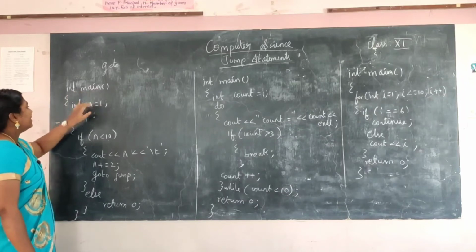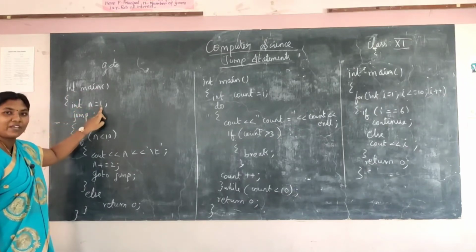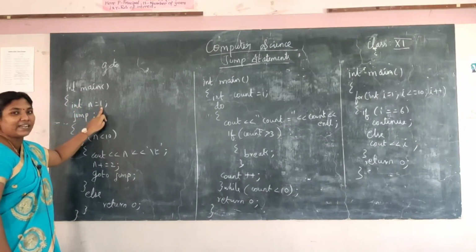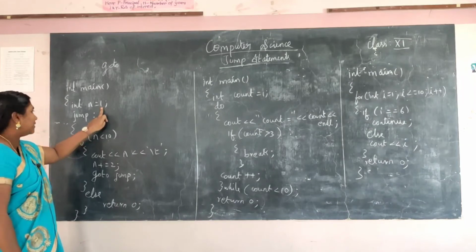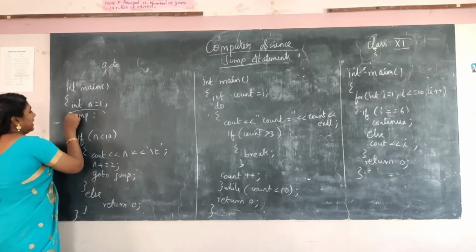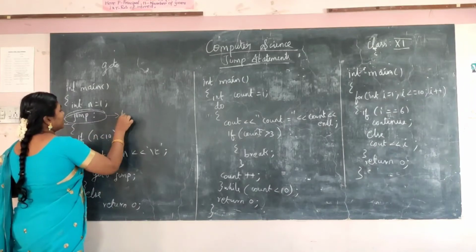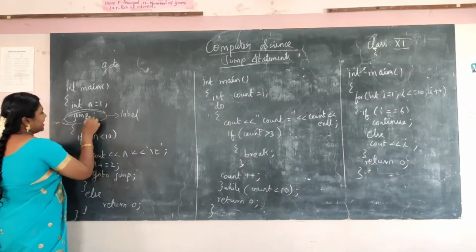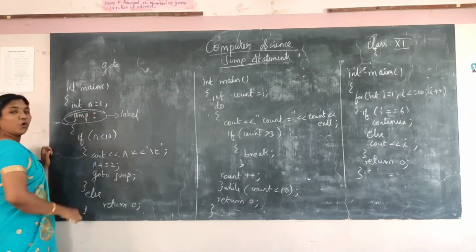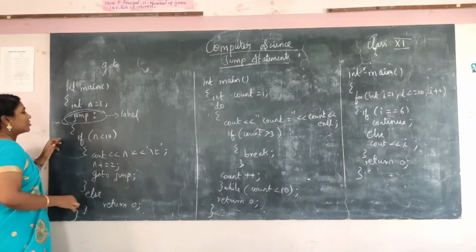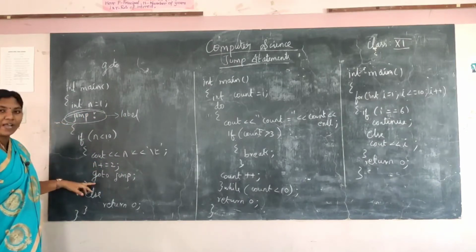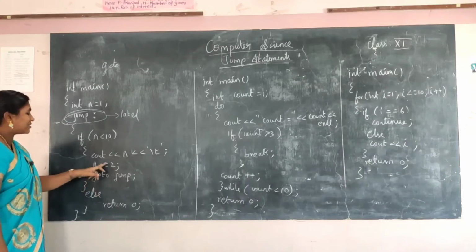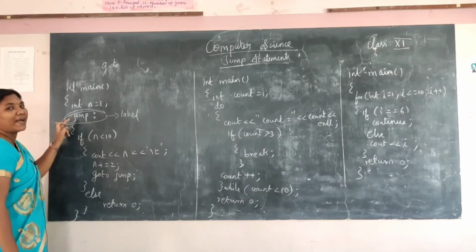In main, int n = 1. I have a variable n as an integer and I have initialized it to the value 1. Here I have a label, jump. This is the label, so I write jump followed by a colon. After that I have my goto statement here. This is called the backward jump.